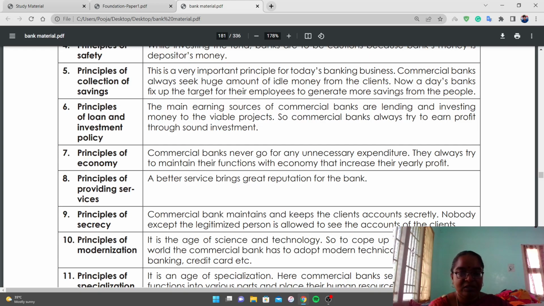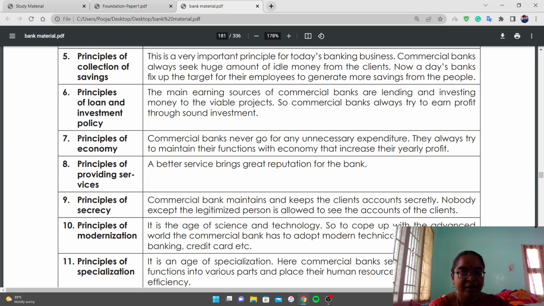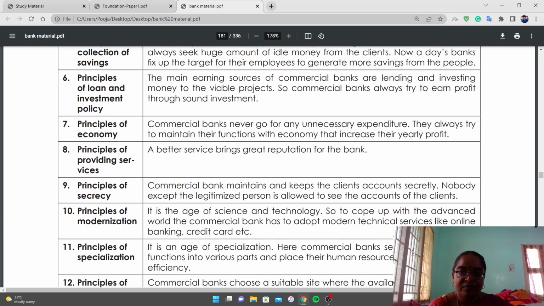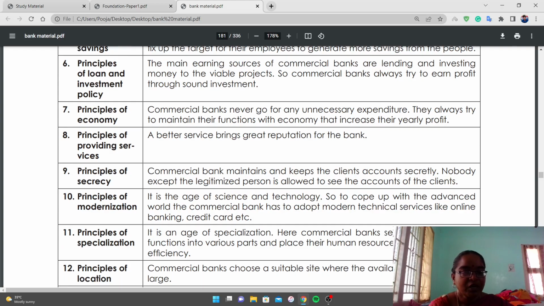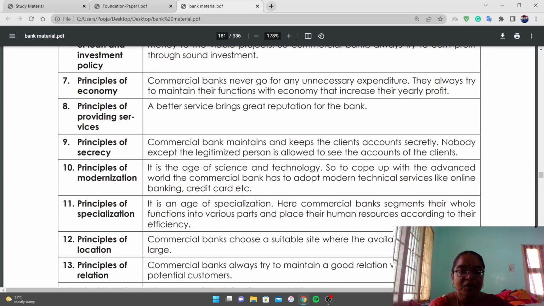Principles of providing services. The better service brings great reputation for the bank. Each and every bank is a service institution which stands in the minds of the customers only because of providing services. Principles of secrecy. The commercial bank maintains the secrets of their customers. For example, if one person is depositing and withdrawing money, the details cannot be shared with another person. It is confidential data. It is kept by the bank internally. That is known as principles of secrecy.